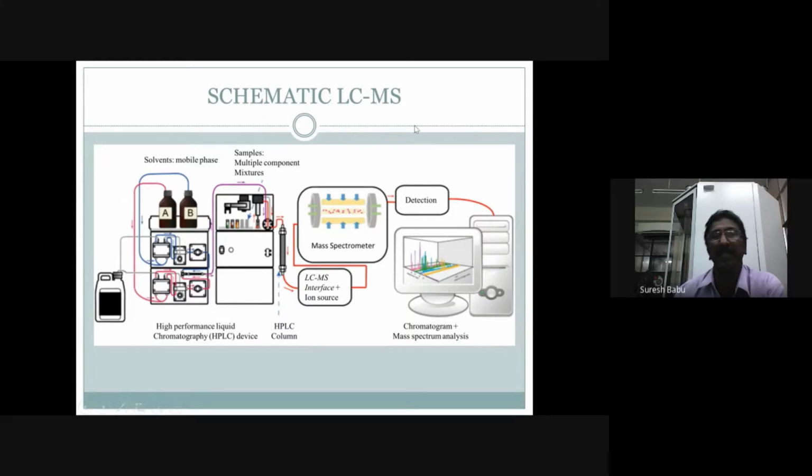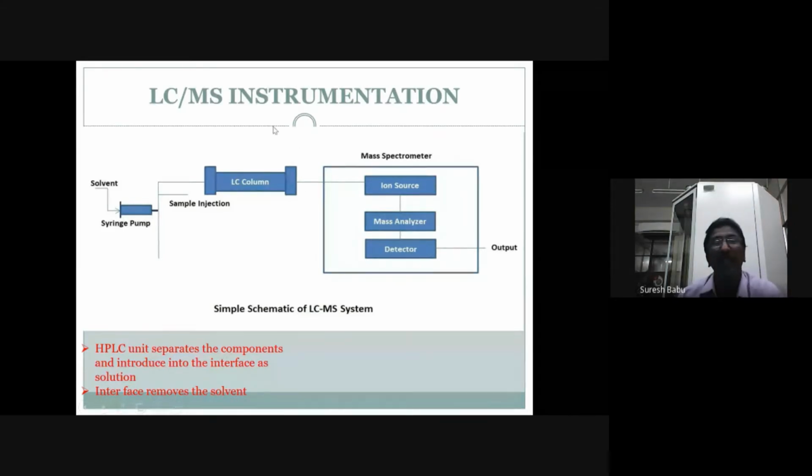This is the schematic representation of LC-MS. So here LC is coupled with MS. LC is used for the separation and MS is for identification of the compounds. So the LC, all the parts are described here: solvent reservoir, then pump, sample injection port, then column, then interface. This is a simple schematic representation.